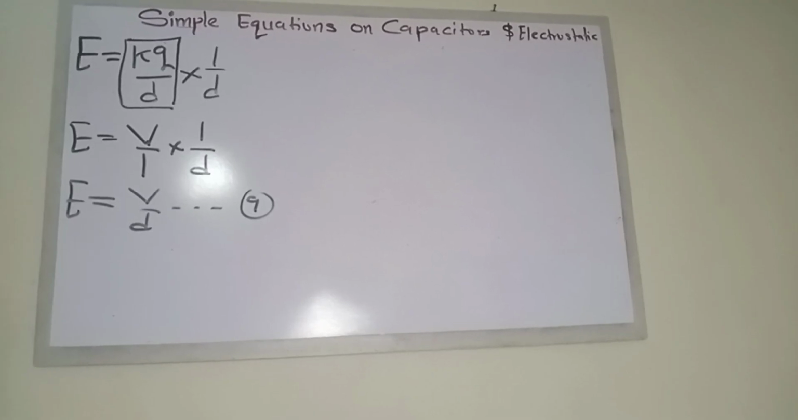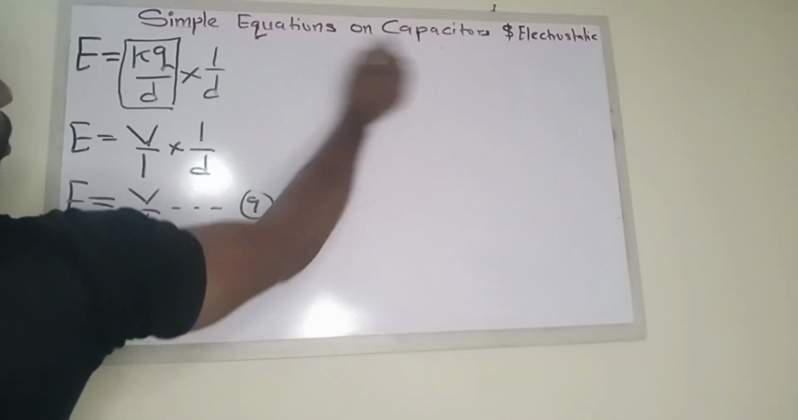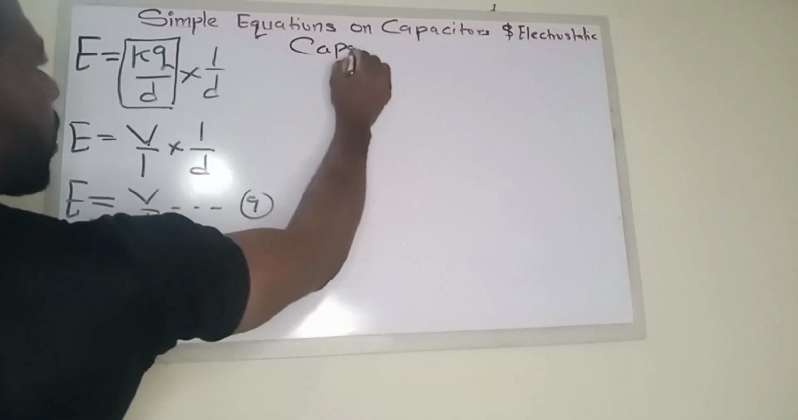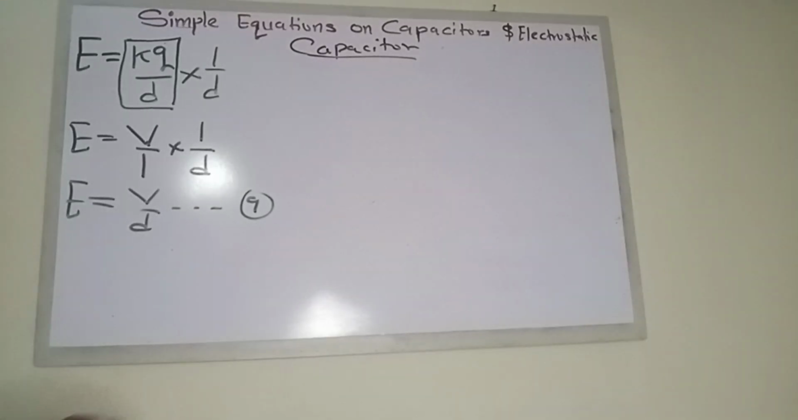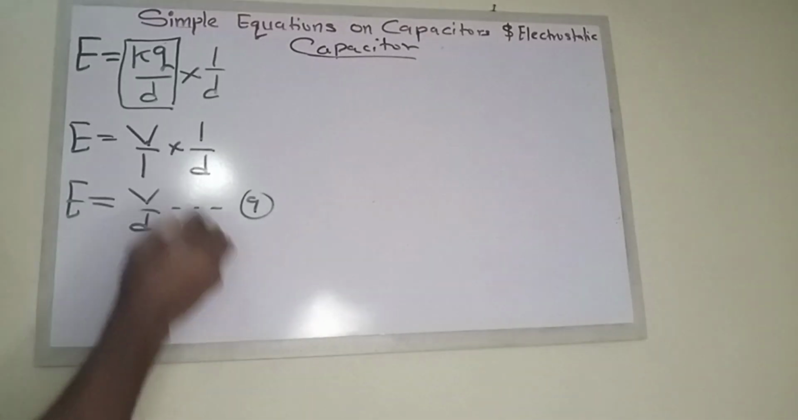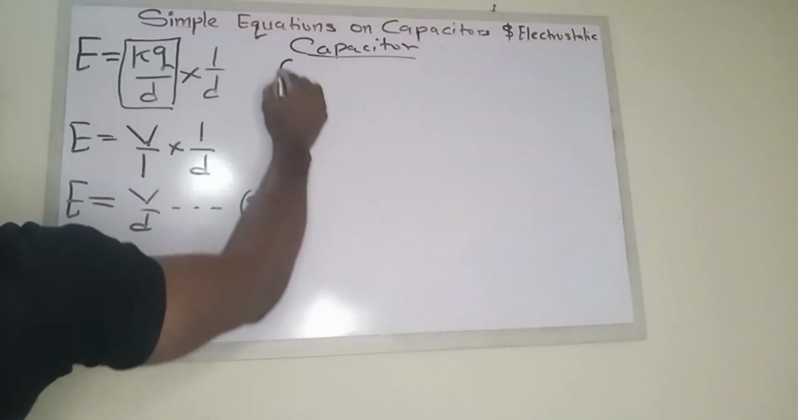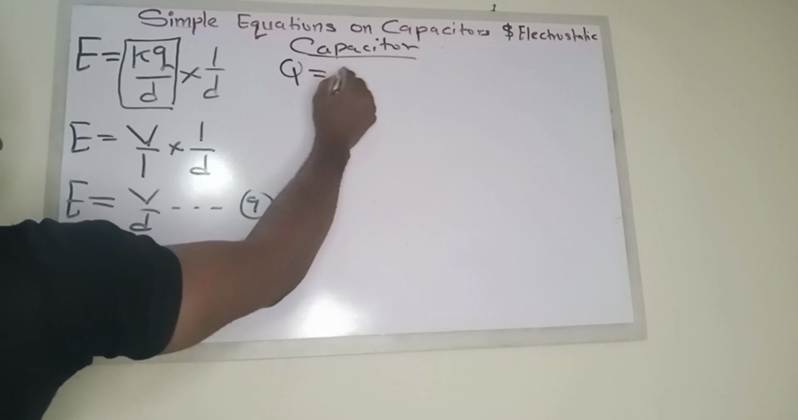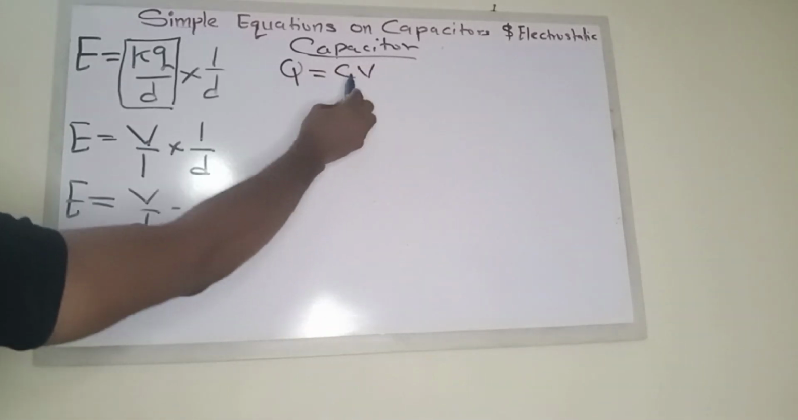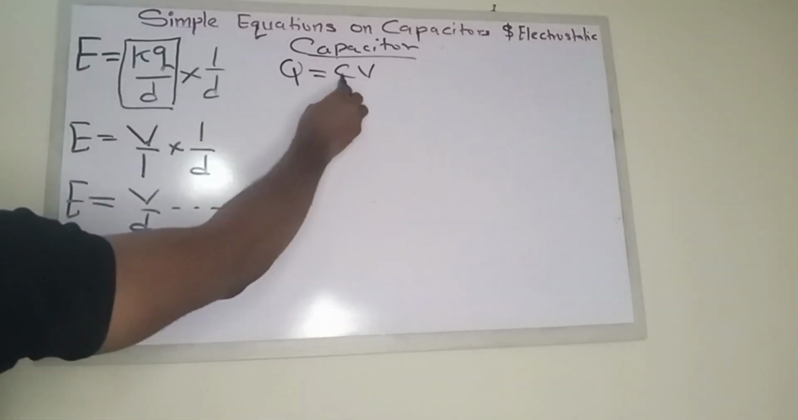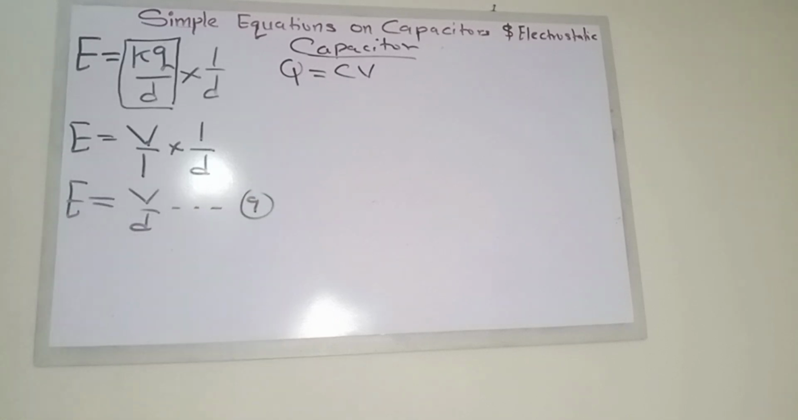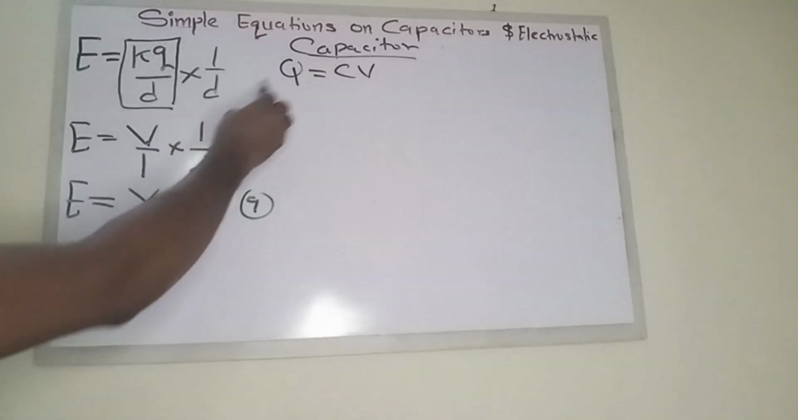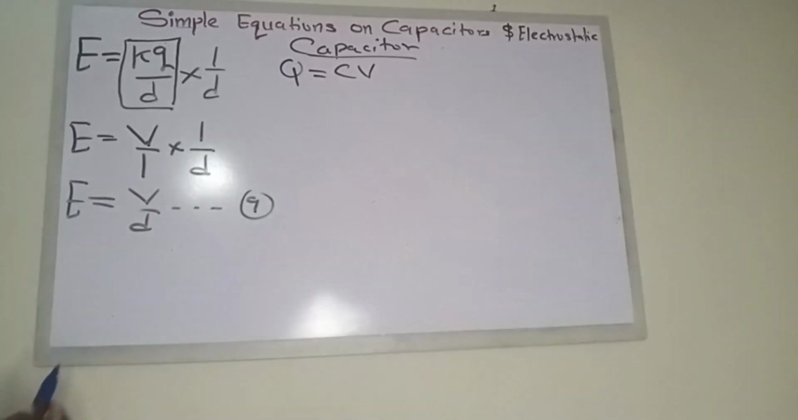Now let's also discuss our capacitor. You see our capacitor here. We know that the capacitor is a device used in storing charges. Our formula for the capacitor: we say charge is equal to CV, where C is the capacitance. This capacitance is our constant, and V here is the voltage. So charge is equal to CV.